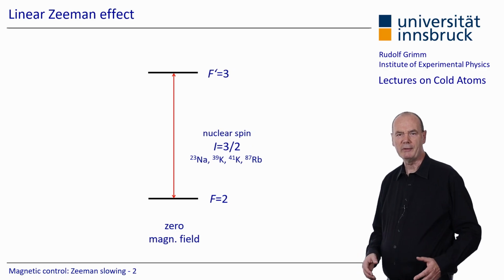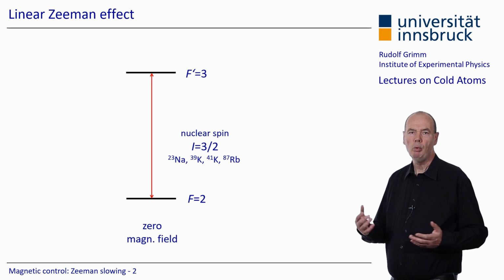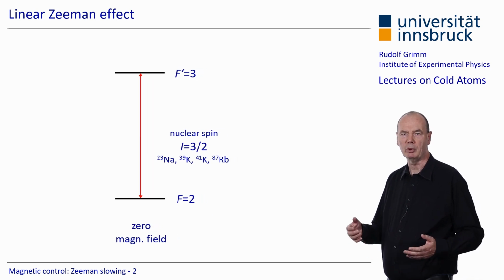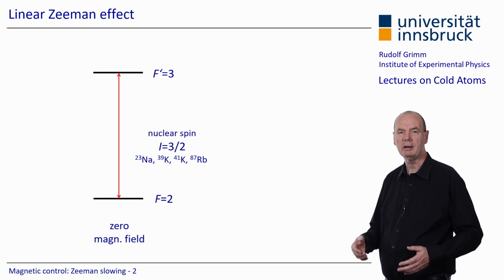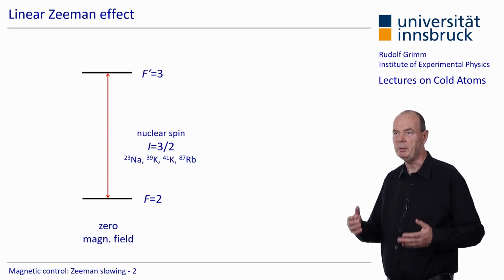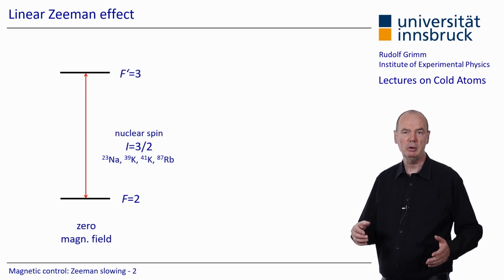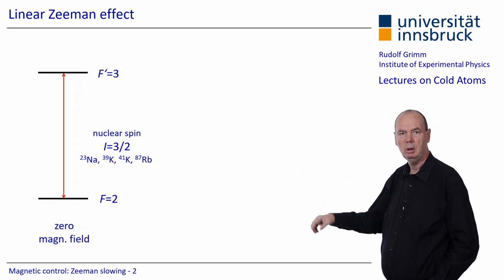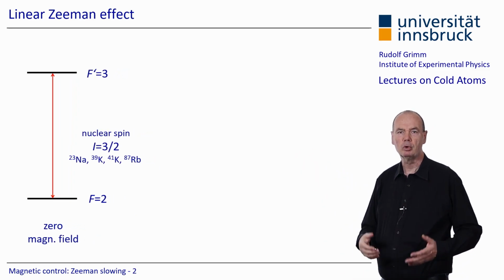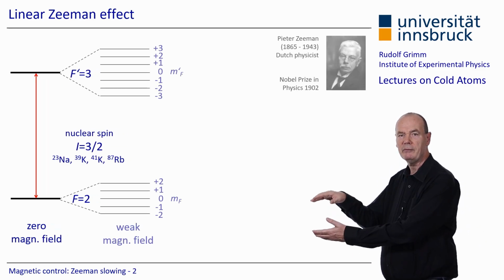We stay with our example of an alkali atom with nuclear spin I equals 3/2, which is the case for sodium with mass number 23, but also for the potassium isotopes K39 and K41, as well as for the rubidium-87 isotope, and we consider the laser cooling transition from F equals 2 to F prime equals 3. If the magnetic field is not too strong, the splitting can be described in terms of the linear Zeeman effect.